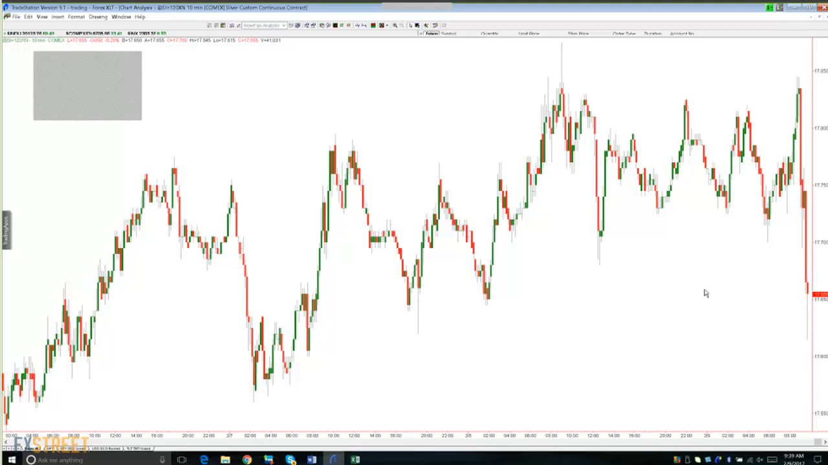Well, actually, it's not a great example, but I'll show you a better one later. This demand zone worked fine, but I'll show you a better example later.